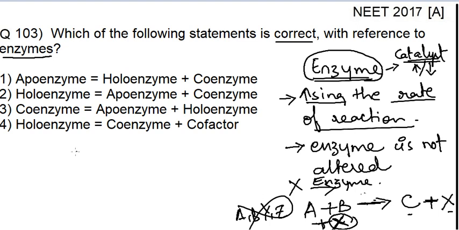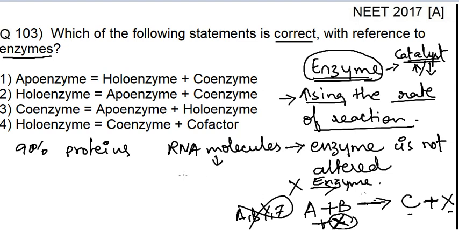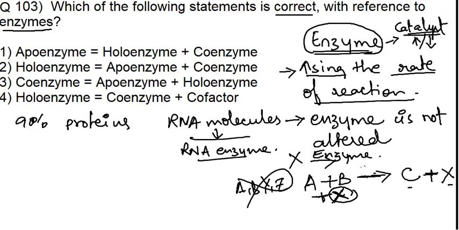Generally, 90% of enzymes are proteins. Why am I saying 90%? Because some enzymes, about 10%, are made up of RNA molecules. These enzymes we call RNA enzymes. So mostly, enzymes are made up of proteins, almost 90%.